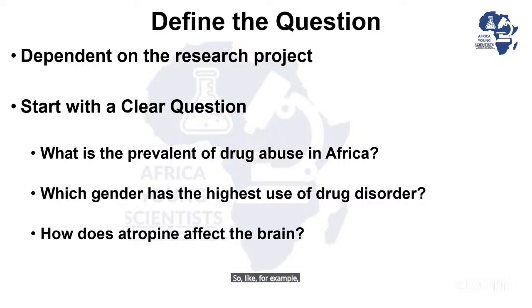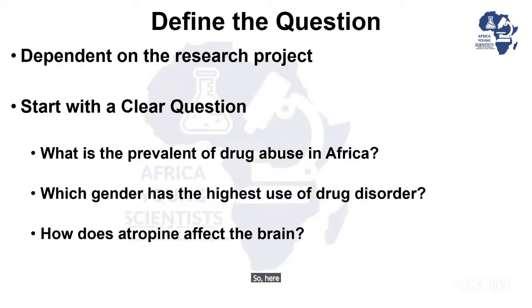For example, I remember I used this when I was doing my PhD because I was working on a psychoactive plant, trying to understand how that particular plant affects the brain to exact some of its effects. So you need to start with a clear question where you're asking any database. For instance, what is the prevalence of drug abuse in Africa?